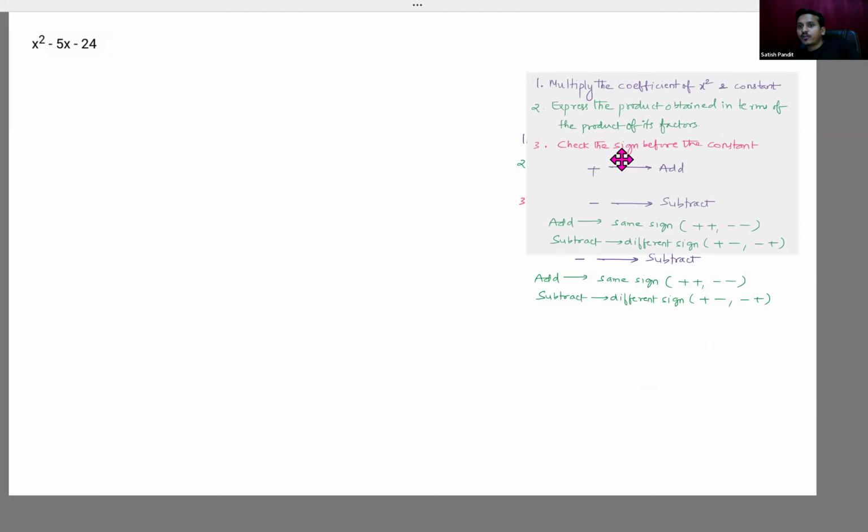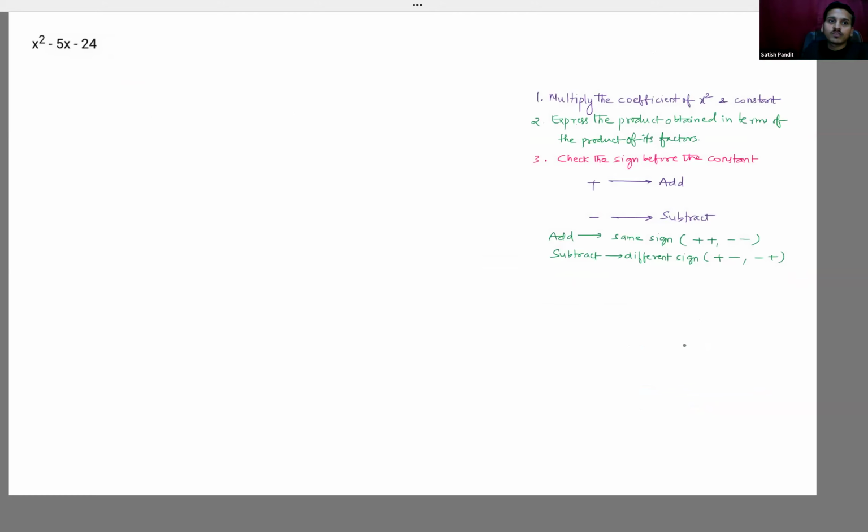The same procedure we have to follow. If you multiply the coefficient of x squared and the constant, you get 24. 1 into 24, 2 into 12, 3 into 8, 4 into 6, and 5 no, 6 into 4. A repetition will stop. You look for the sign before the constant, it is negative. So we have to subtract to get minus 5x, right? Subtract. And during subtraction, signs are different, and the larger number should be negative to get a negative answer. This is not possible, this is not possible. This is possible. And the larger number should be negative, the small number should be positive to get a negative answer.